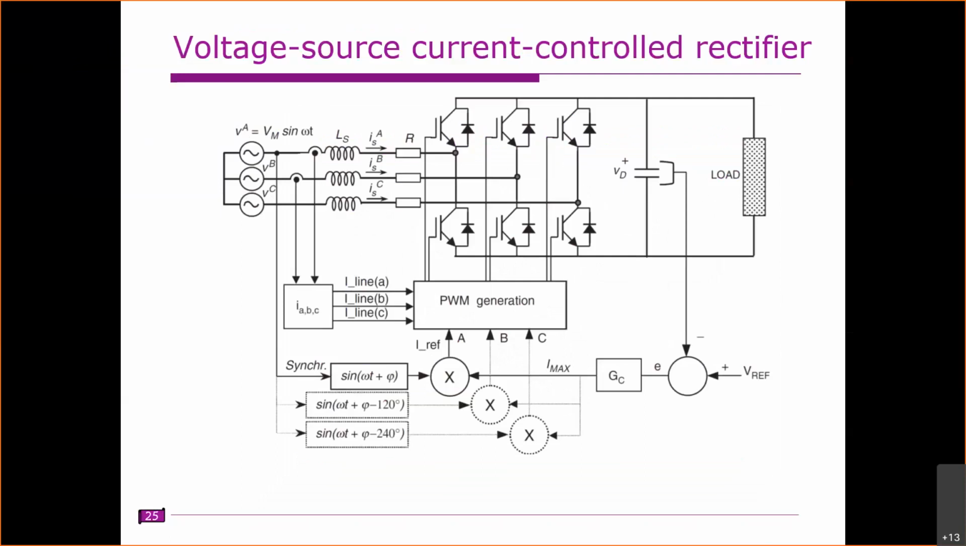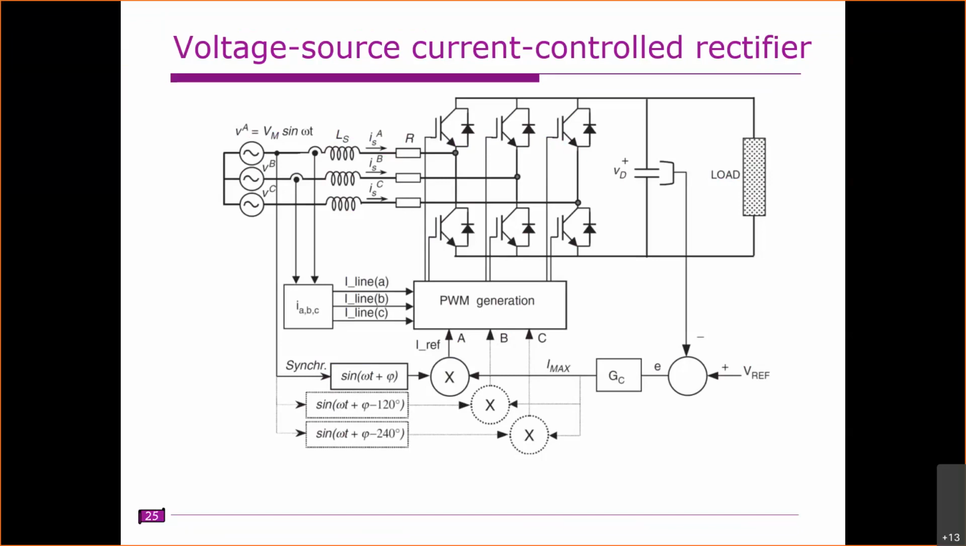One is current control and the second one is voltage control. In current control, we will directly control the current. In case of voltage control, we will indirectly find out the modulating signal for the inverter, so that we implement that modulating signal and the inverter current is indirectly controlled. So current control is a direct approach and voltage control is an indirect approach.